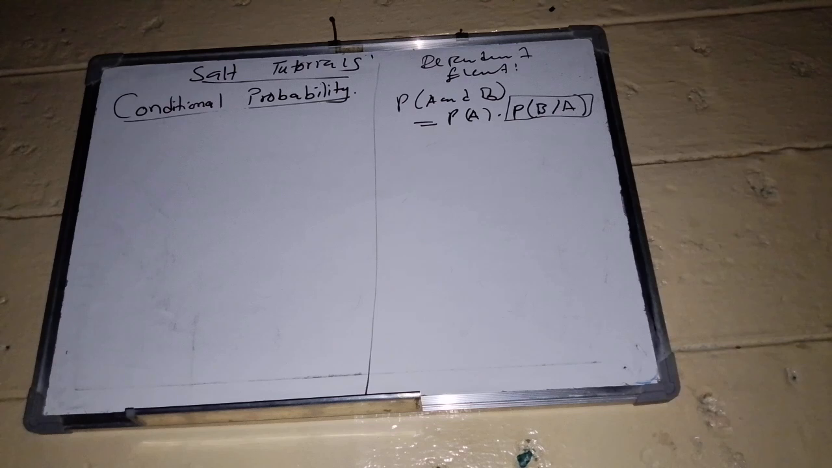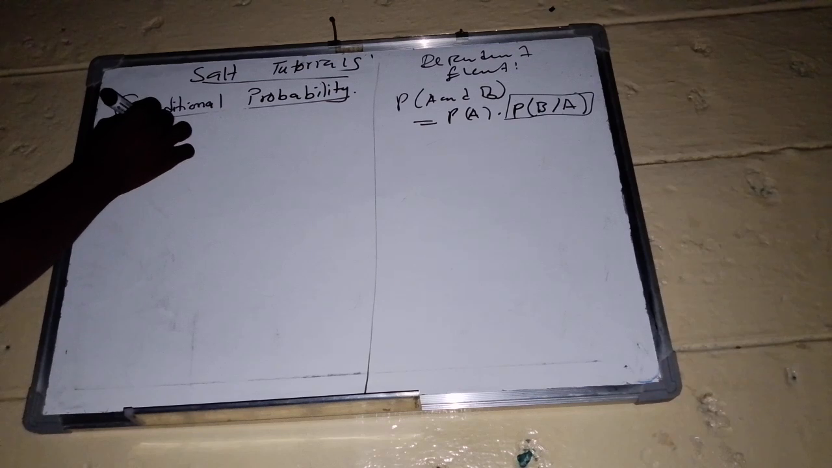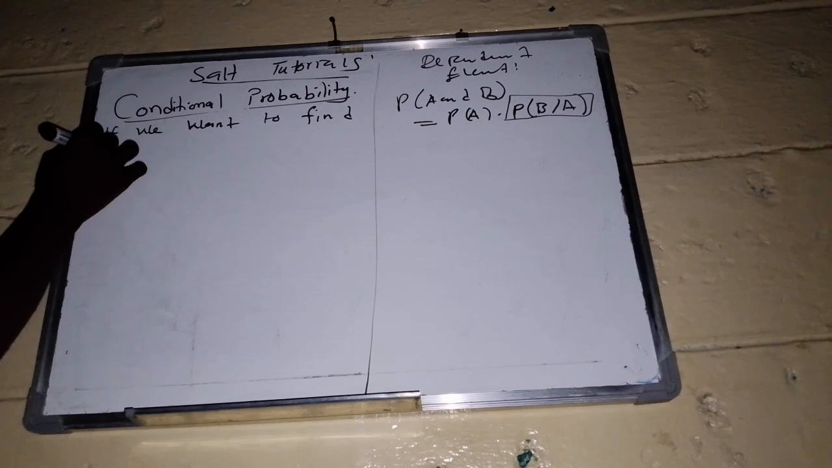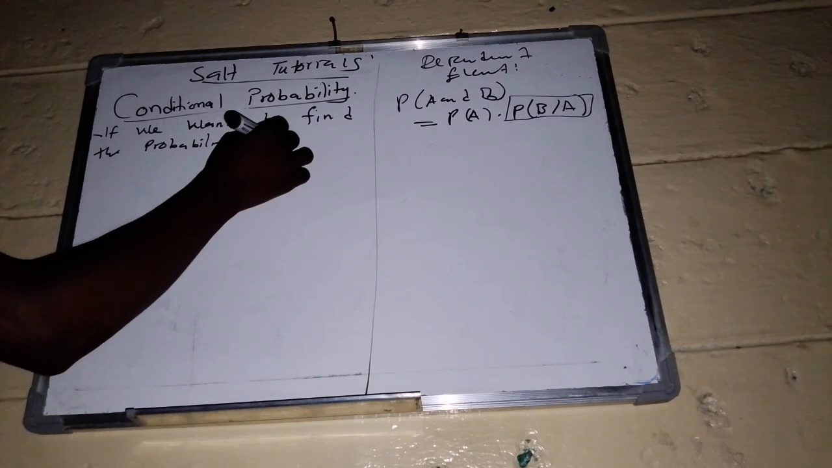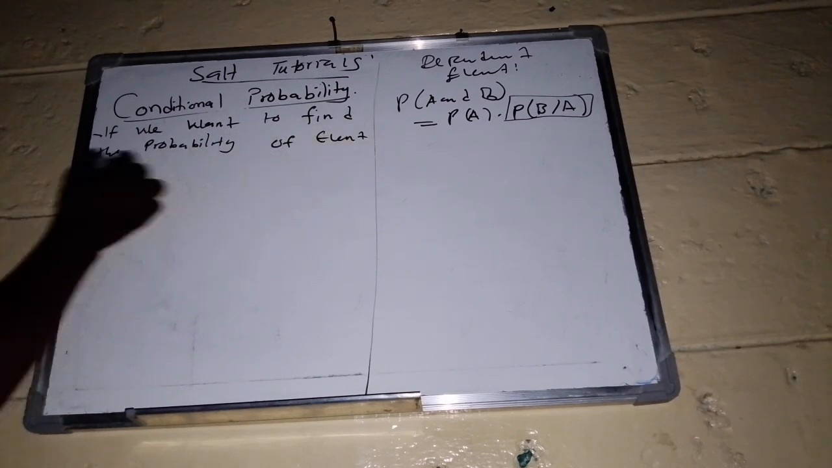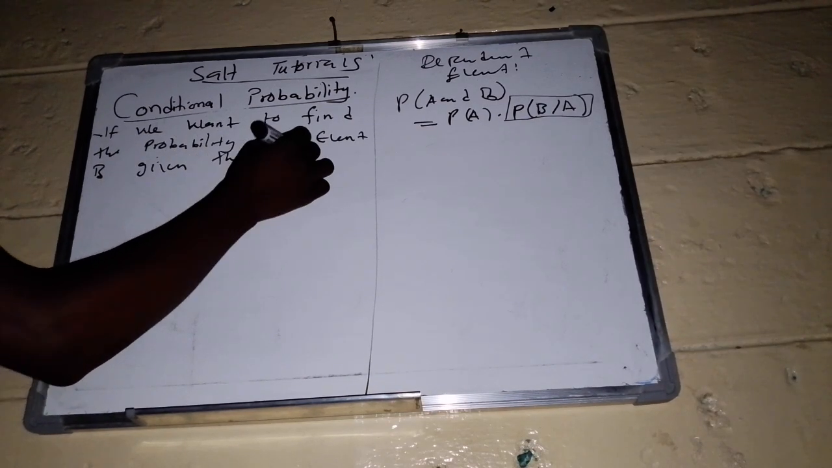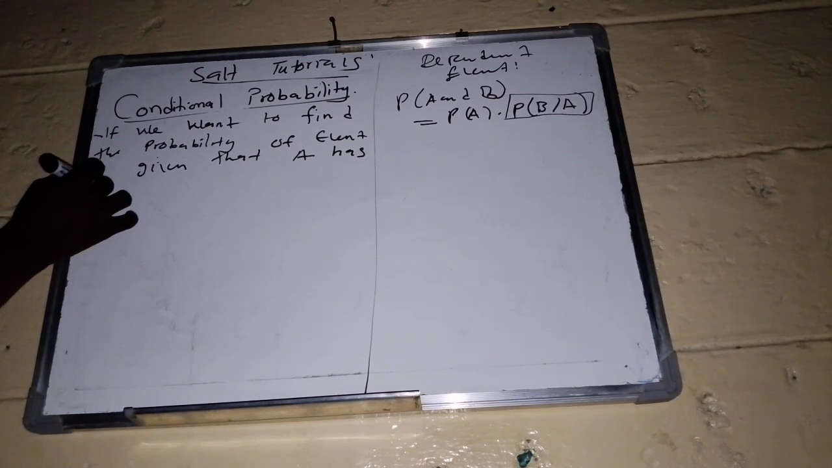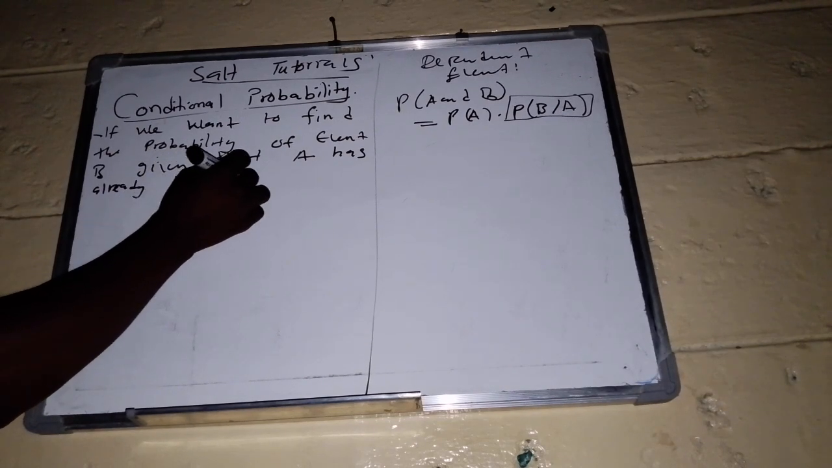So what are we talking about under conditional probability? We're being told that if we want to find the probability of event B given that A has already happened, how do we find that probability?